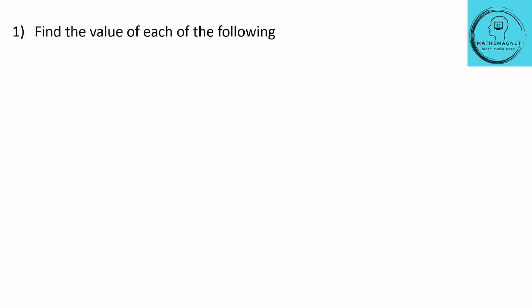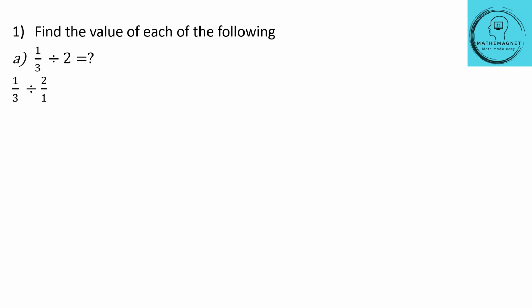So let's start solving the questions. The first question, find the value of each of the following. A, 1 by 3 divided by 2. As I said earlier, the division symbol will have to be changed into multiplication and then we will flip the whole number.